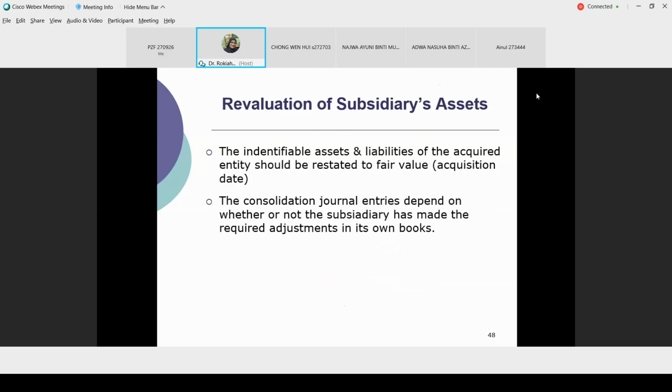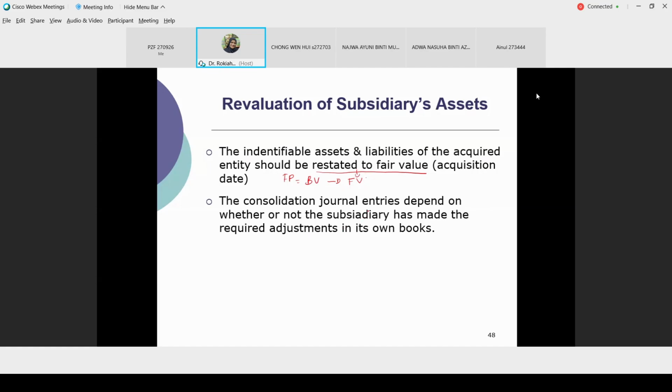The second issue is related to the revaluation of the subsidiary's assets. The identifiable assets and liabilities of the acquired entity should be restated at fair value. You need to restate them at fair value because in the statement of financial position, most of the assets and liabilities are stated at book value. So for the purpose of acquisition, we need to change that to fair value.